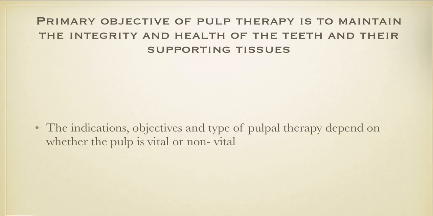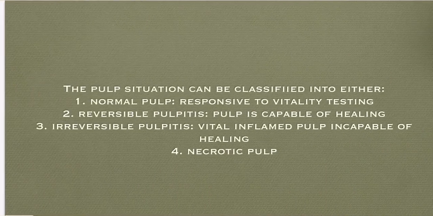So the primary objective of pulp therapy is to maintain the integrity and health of the teeth and their supporting tissues. The indications, objectives, and type of pulp therapy depend on whether the pulp is vital or non-vital, because the therapy differs in vital and non-vital teeth.